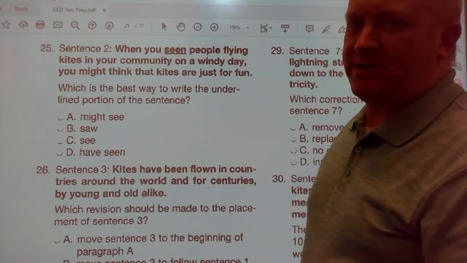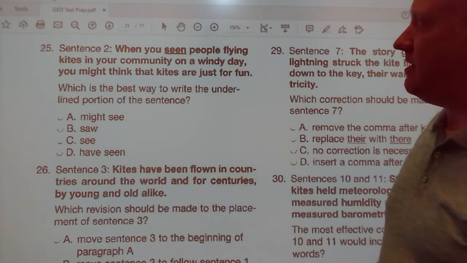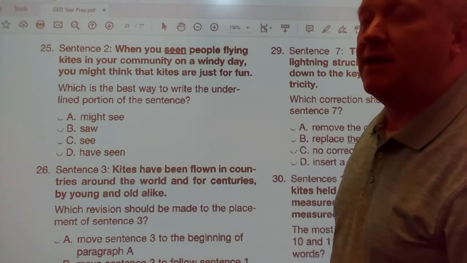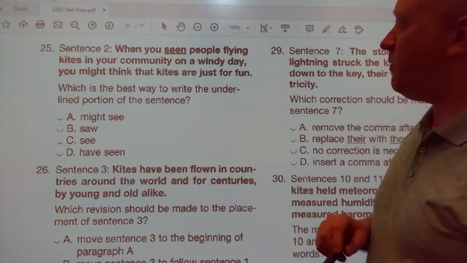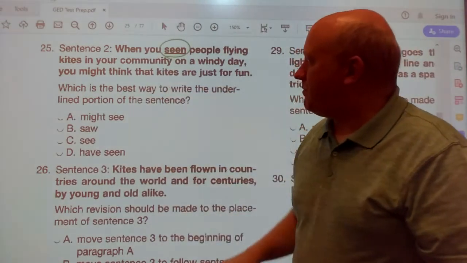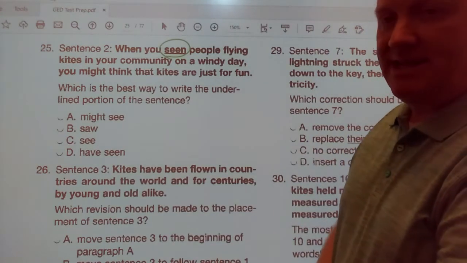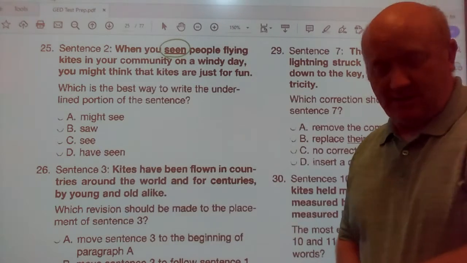25. Sentence 2 says, "When you see people flying kites in the community on a windy day, you might think that kites are just for fun." What is the best way to write the underlined portion of the sentence? This is my underlined portion right here. A, might see. B, saw. C, see. Or D, have seen. I'll give you a few seconds.